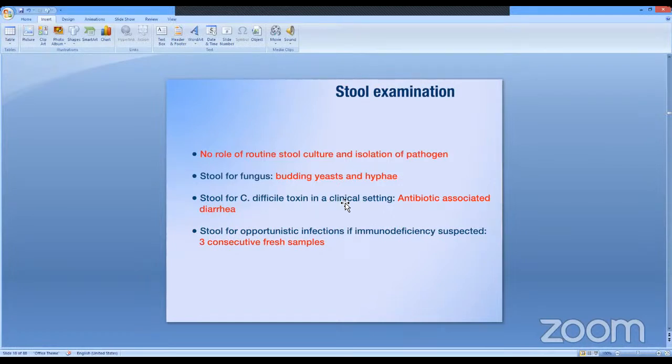Clinical setting means where the patient is getting multiple types of antibiotic and has developed antibiotic associated diarrhea. In that situation we may try to isolate difficile toxin. Stool for opportunistic infection if immune deficiency is suspected, 3 consecutive fresh samples. So Cryptosporidium and other organisms can be isolated if we do 3 consecutive fresh samples in this scenario.